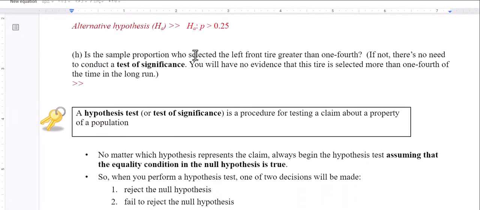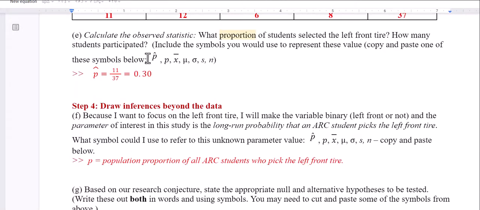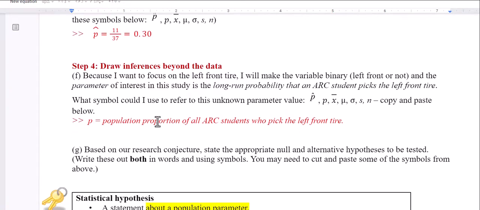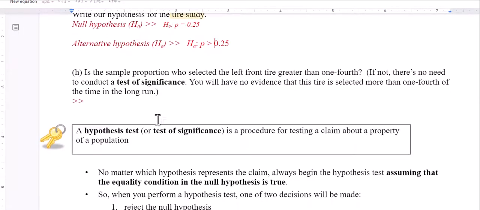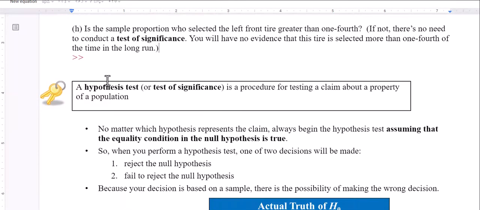Is the sample proportion who selected the left front tire greater than 1/4 for our sample? What was our p hat? Our p hat was 0.30. So is that greater than 0.25? Yes, barely, but it is greater. So that means we can keep going. If not, there's no need to conduct a test of significance, right? Because we will have no evidence that this tire is selected more than 1/4 of the time in the long run. So the researchers will have to do something different or create a different conjecture. So that's what this is saying.